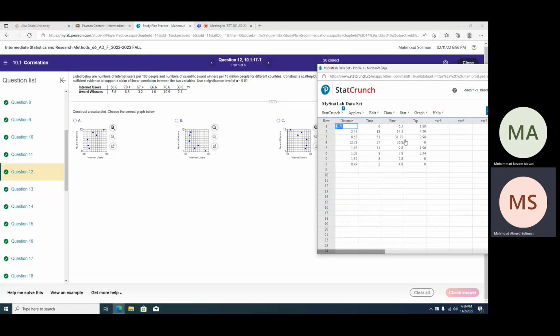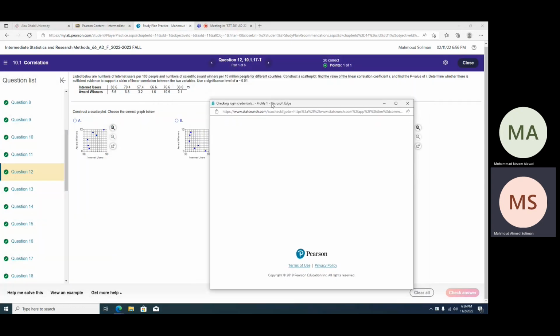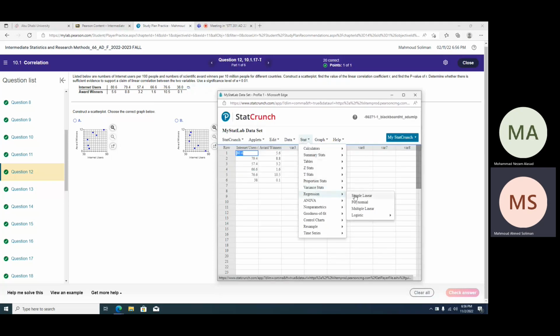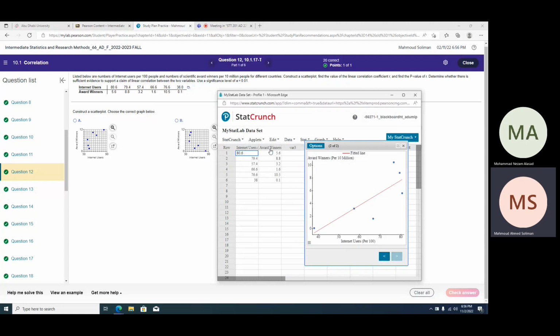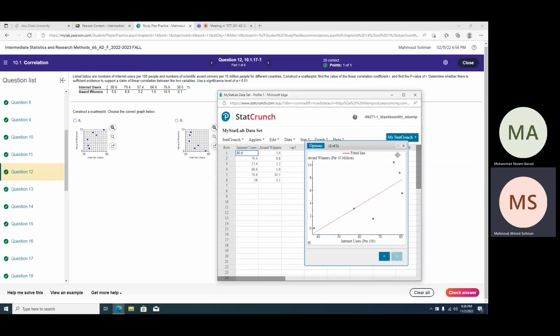Close this one. Okay. And we'll delete the older one. We'll open this in StatCrunch. So here we're only doing the correlation. So stat, regression, simple linear. So what is X? It tells me here. Look, internet users. So X is internet users and Y is awards. So we compute and go next. So here, look. Is it A? No. B? No. It's D. Yeah, it's obvious D.